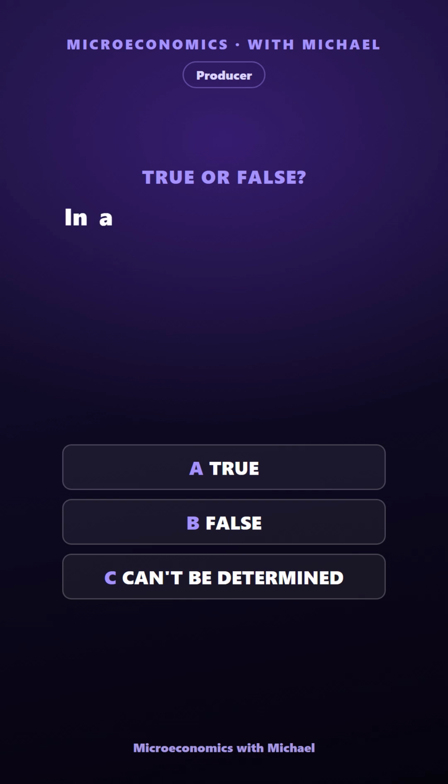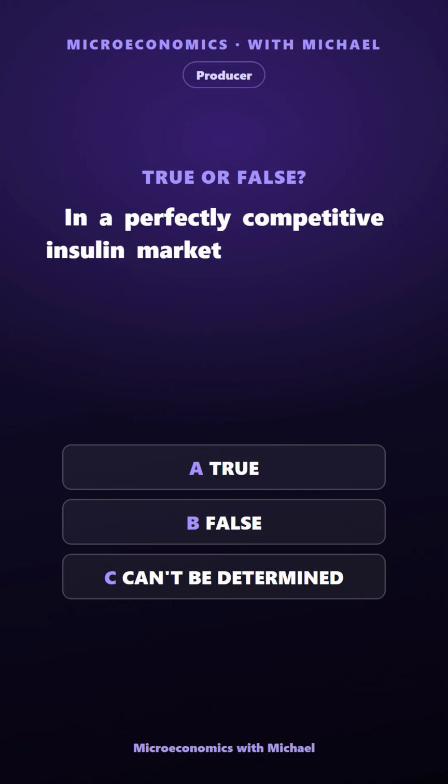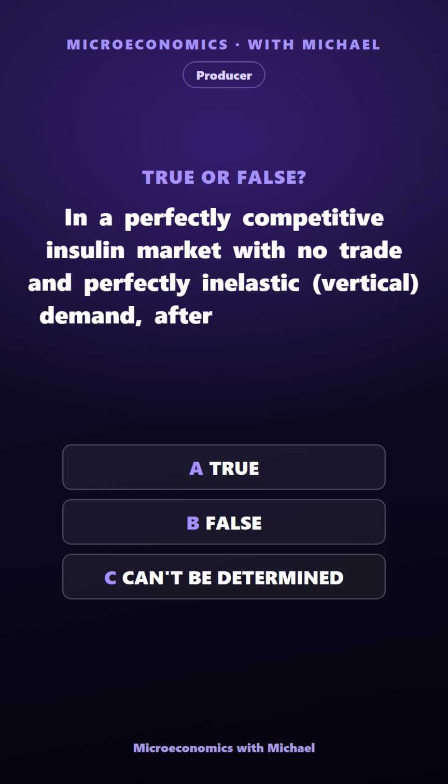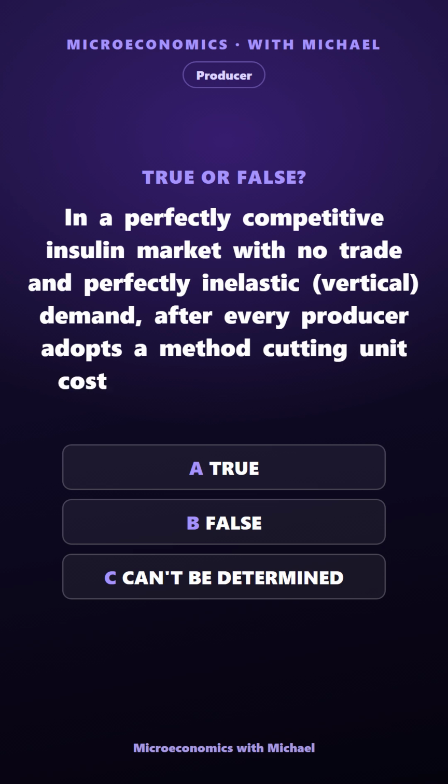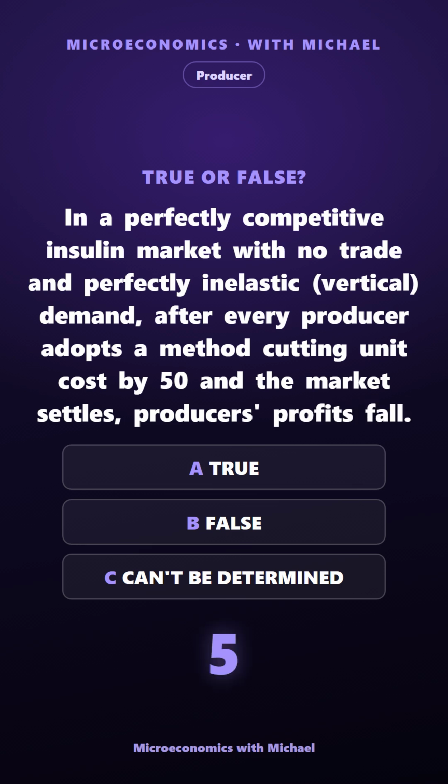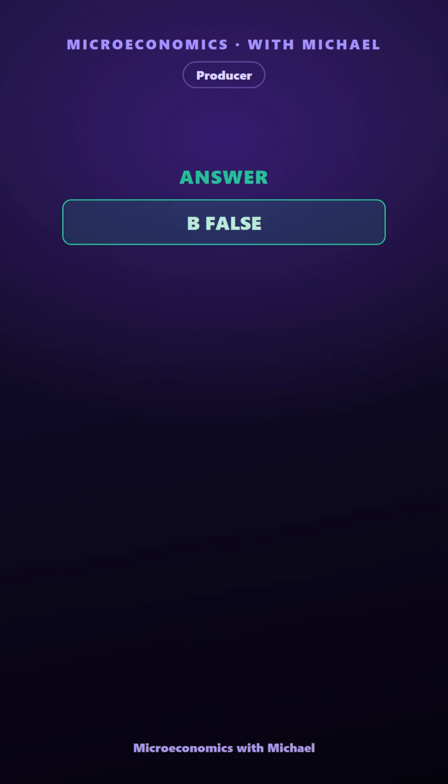In a perfectly competitive insulin market with no trade and perfectly inelastic, vertical demand, after every producer adopts a method cutting unit cost by 50 and the market settles, producers' profits fall. True, false, or can't be determined? The answer is false. Incorrect.